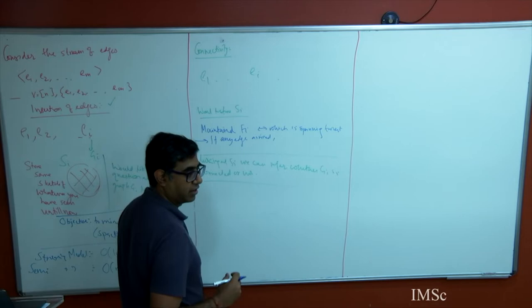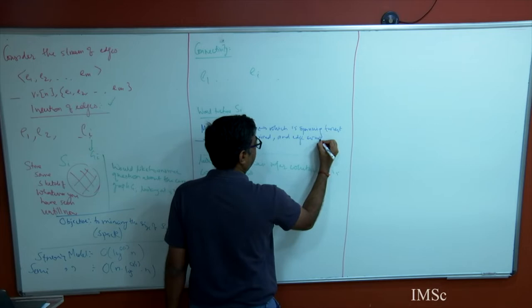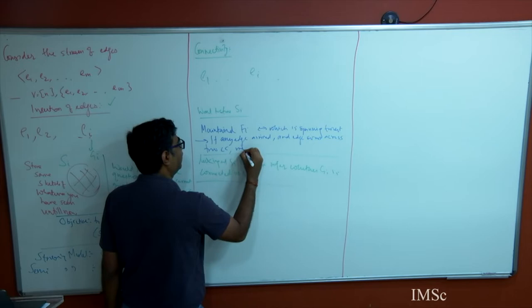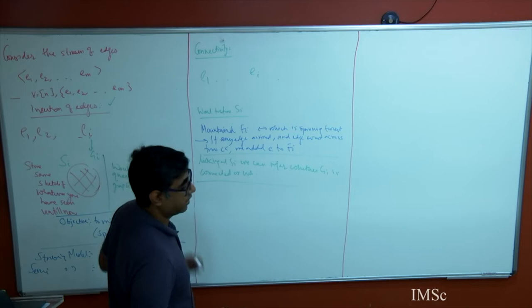If any edge arrived, and the edge was across two connected components, we added E to FI. So this is what we maintained, FI. At any point of time, we are maintaining a spanning forest of the connected components.